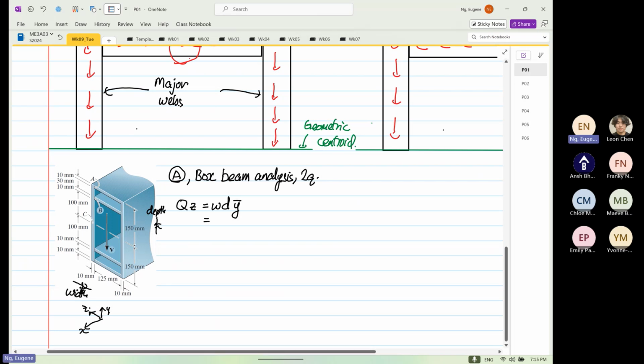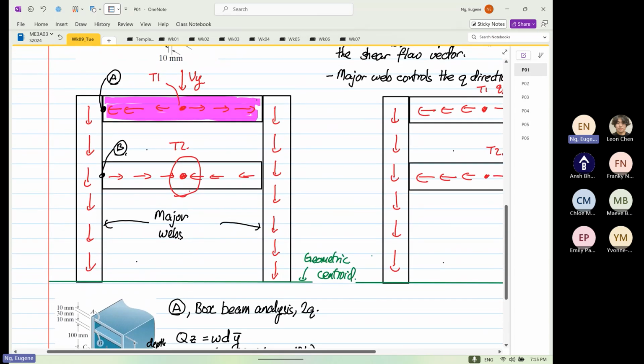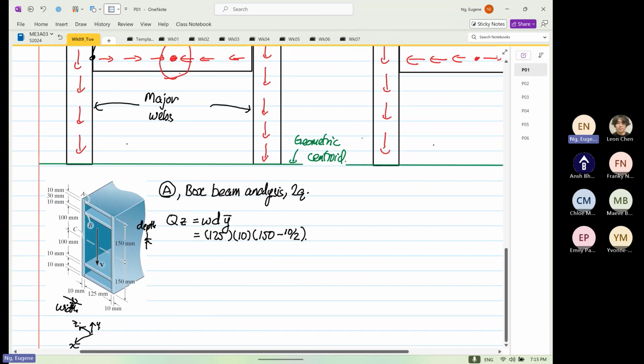So the width will be equal to 125. The depth is 10 millimeters. The Y bar will be 150 minus 10 divided by 2. Okay, we know these are the values because we know the first moment of area to consider, and the first moment of area to consider is controlled by the shear flow. Okay, by design of the shear flow.